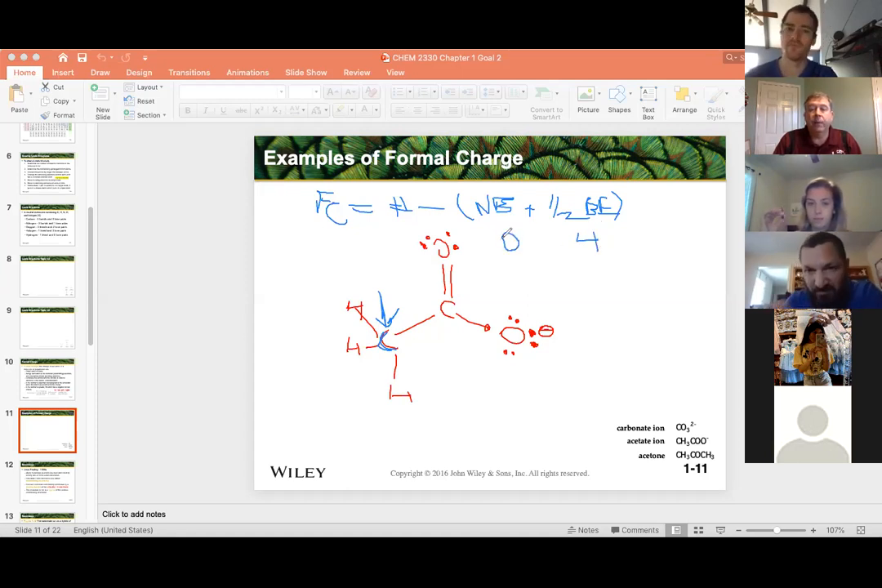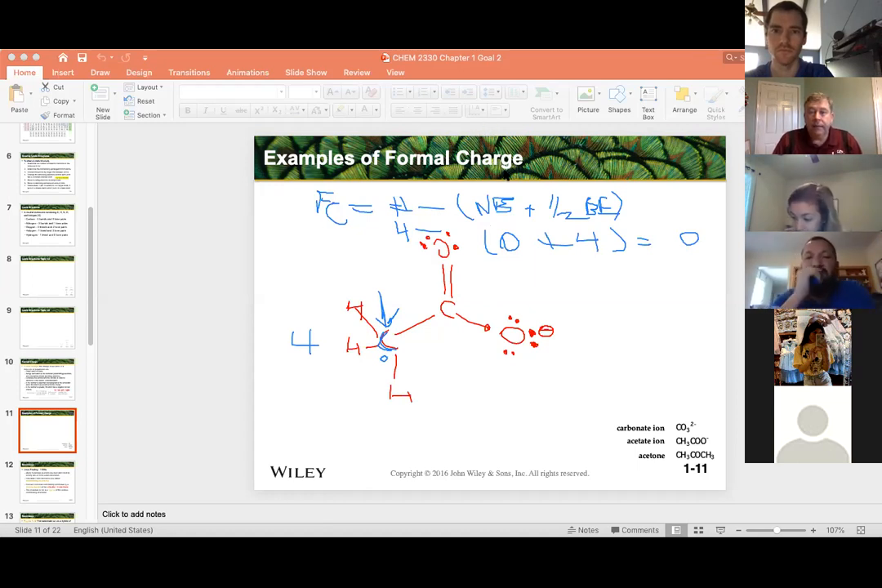We have 0 non-bonded electrons. There are no electron pairs here. And it brought 4 electrons with it because it's in group A4. So the total equation is 4 minus 0 plus 4, which gives us a formal charge of 0 on that carbon. So there's a formal charge of 0 on this carbon.